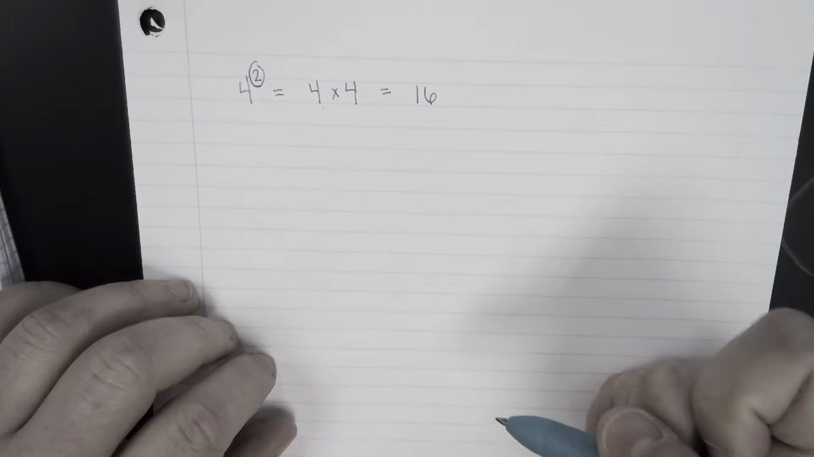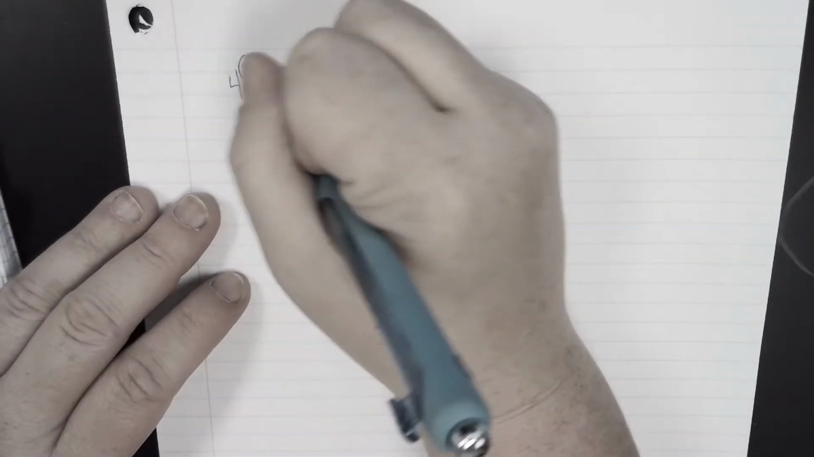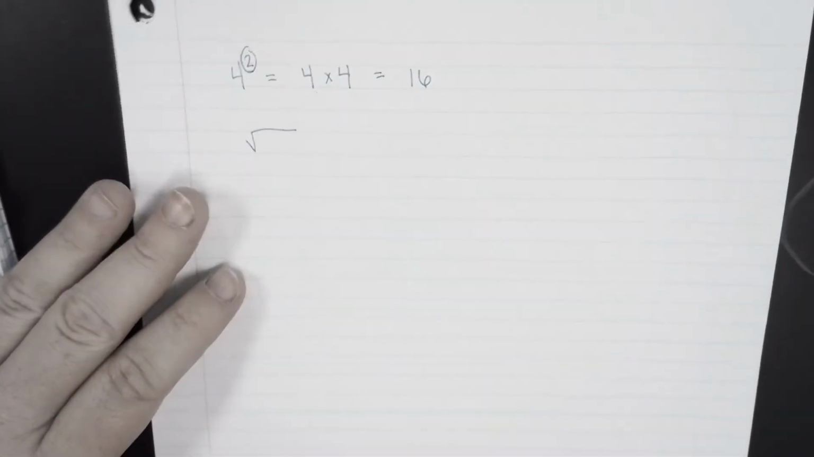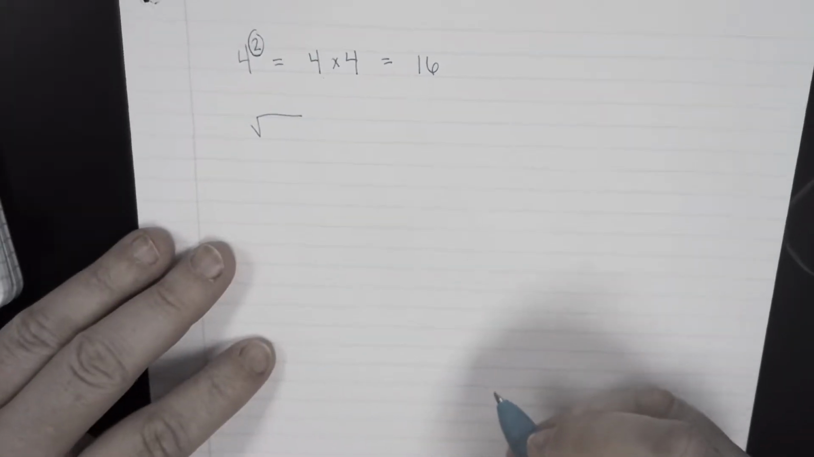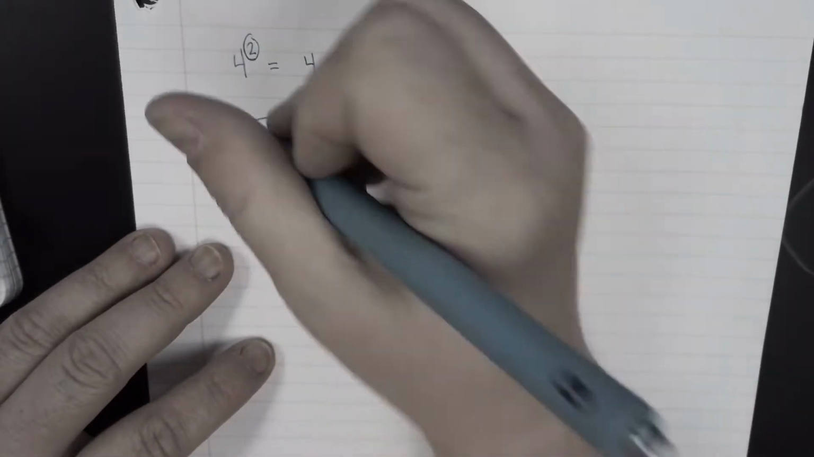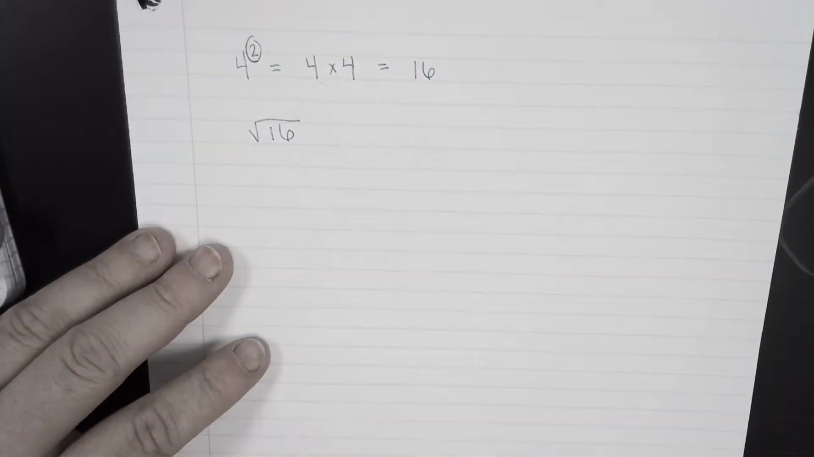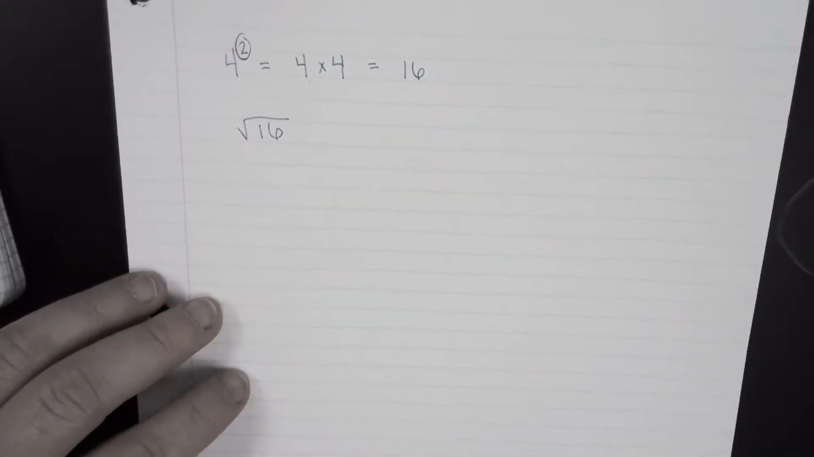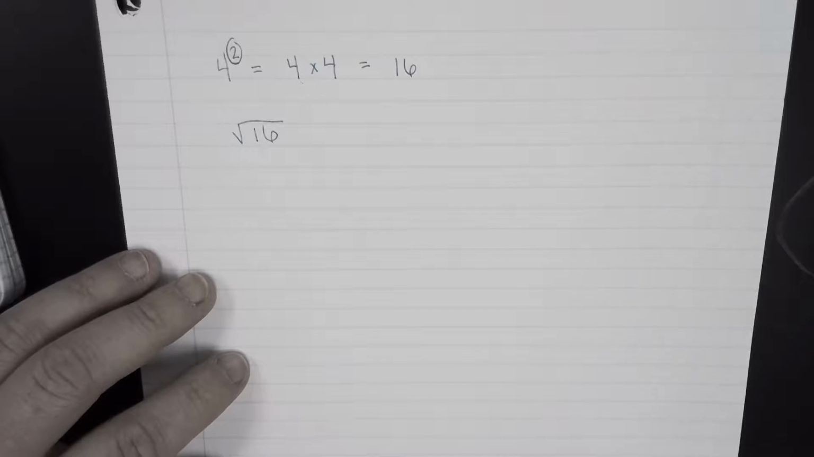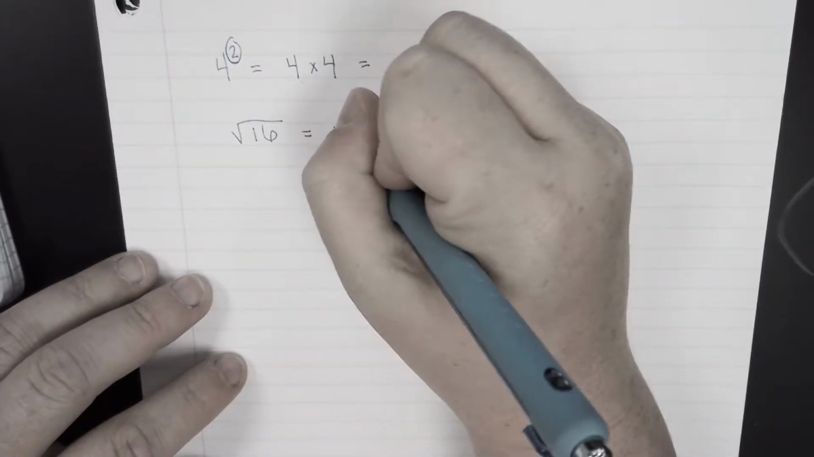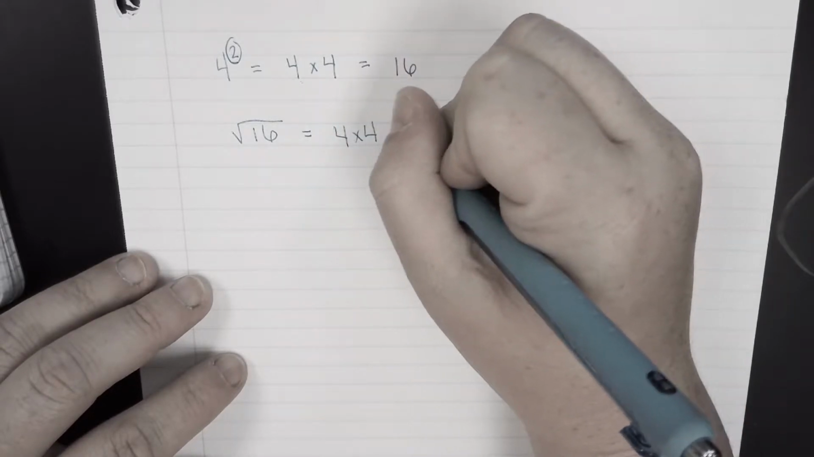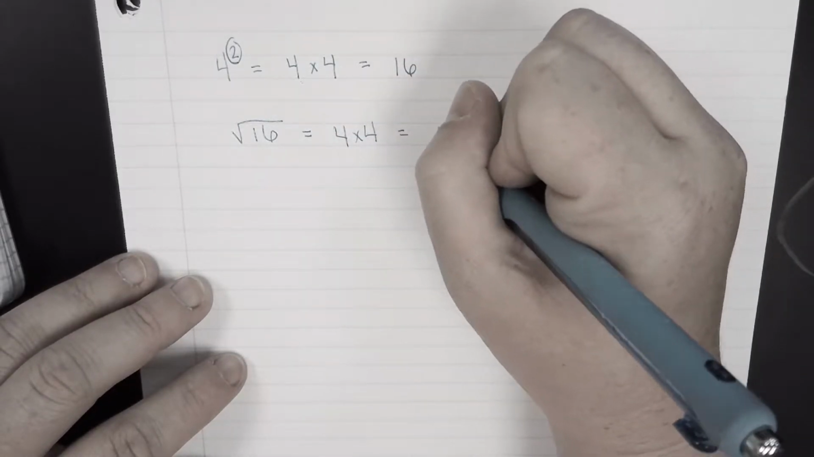What we're talking about in class is the square root. The square root is the opposite of this little 2. So let's say we're going to work this problem backwards, and I have 16. I need to think in my head what number multiplied by itself will give me 16. And the answer is 4 times 4 equals 16. So that means the square root is just 4.